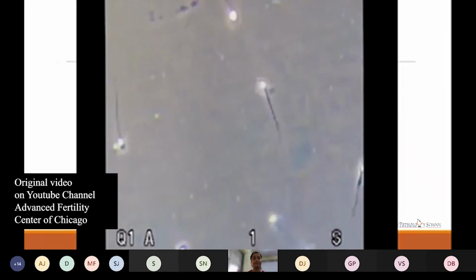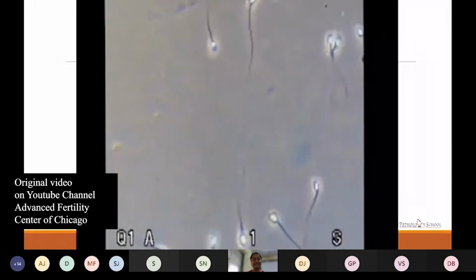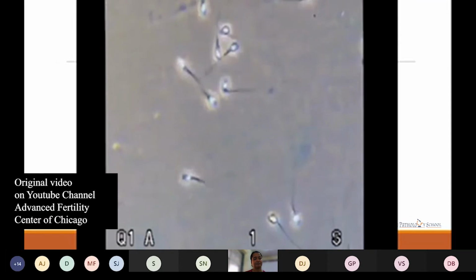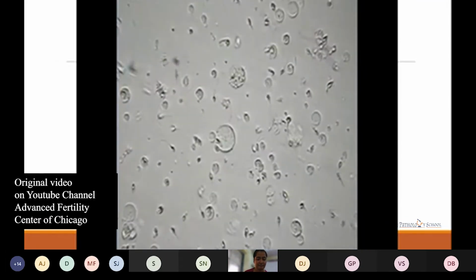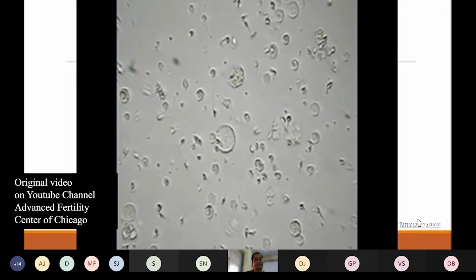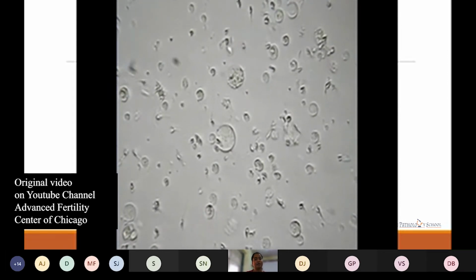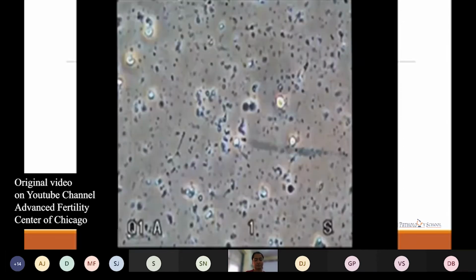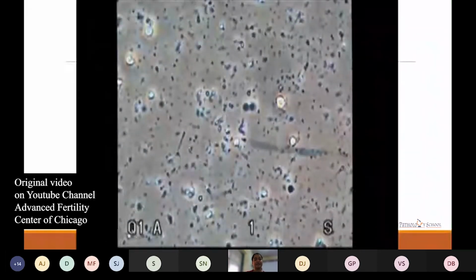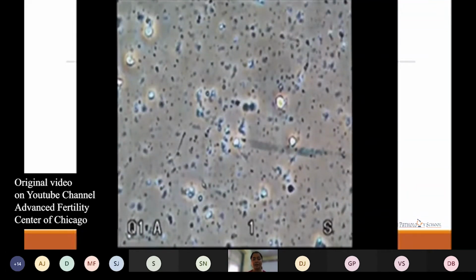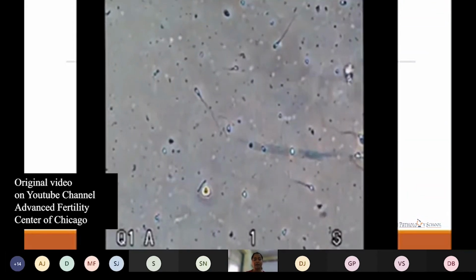On the upper side, you can see in this slide, progressively motile sperms. I mean, they are changing their position. They are going from one position to another. And this is rapidly progressive. And in this picture, you can see round cells and epithelial cells and WBCs along with the spermatozoa. In this picture as well, you can see other cellular elements that are normally seen along with the spermatozoa: the round cells, the epithelial cells, the leukocytes.